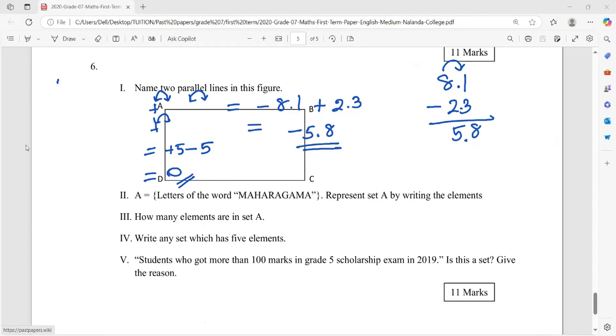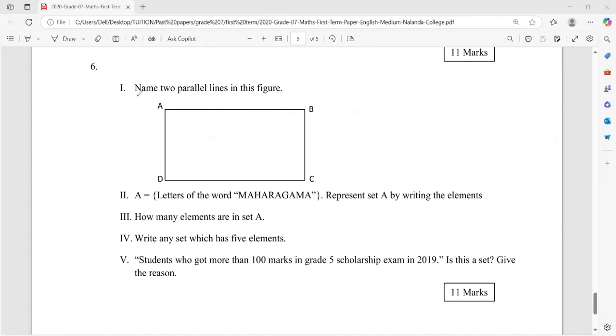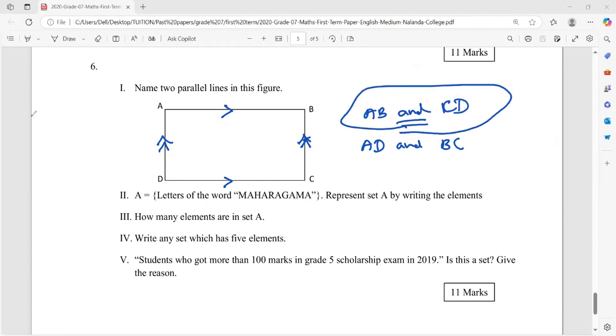Let's go to the last question, which is number 6. So let's see what we can do here. Here you have: name two parallel lines in this figure. This is parallel to this one, and this is parallel to this one. So two parallel lines means you can write AB and CD. These are parallel, and also you can see AD and BC are also parallel, but you have to write only one couple, right?